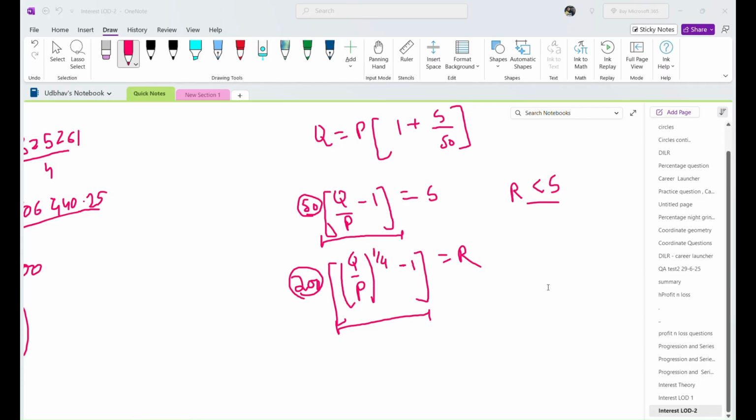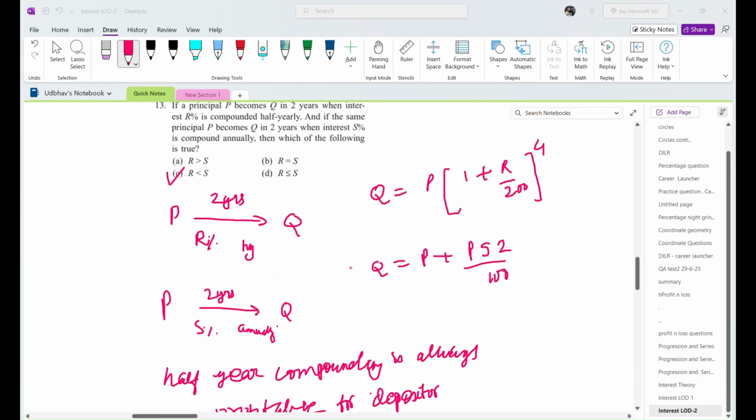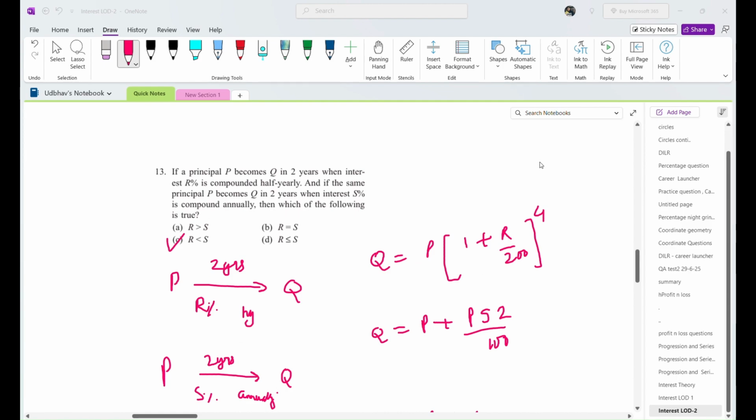Let's see the answer. 13, 13C, yes, it's correct.